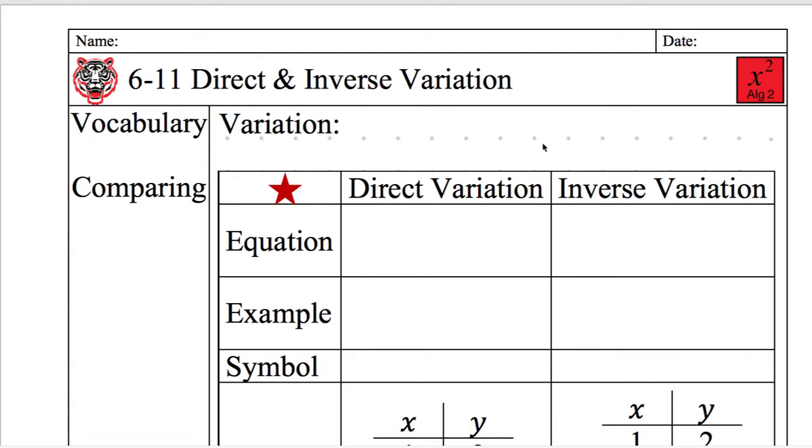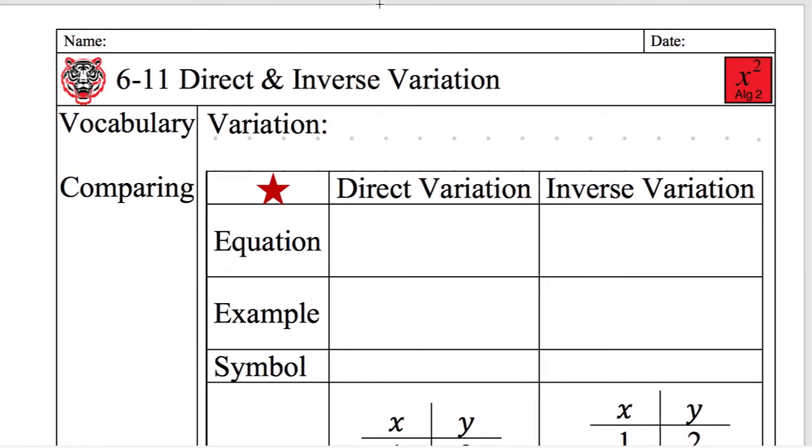We are in Algebra 2. Today's lesson is 6-11. Today's date is Tuesday, March 12th, 3/12, 2019.